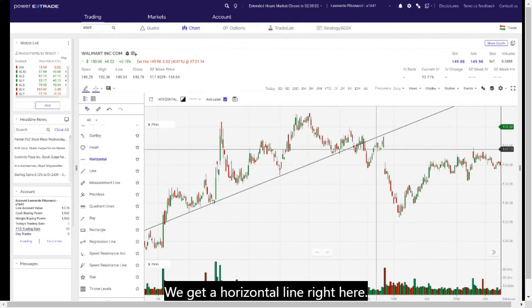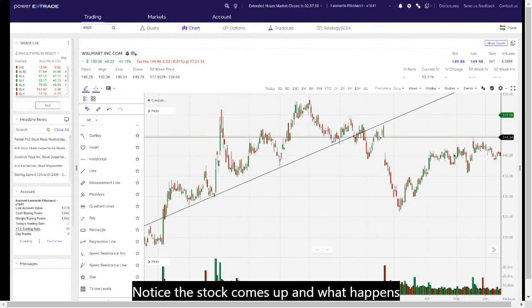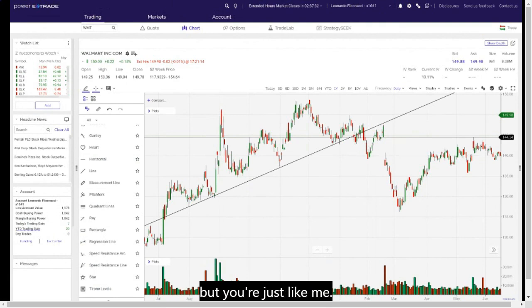Let me get a horizontal line right here. Notice the stock comes up, and what happens when it reaches the top of the gap? It turned around. You guys are going to think that I pulled that out on purpose, but I'm such a geek when it comes to technical analysis. It's stuff that actually gets me excited when I see stuff working this wonderfully. But I guess that's why you're here too, right? Because if you are here at 5:30 and you've been with us all day, then I hate to tell you, but you're just like me.